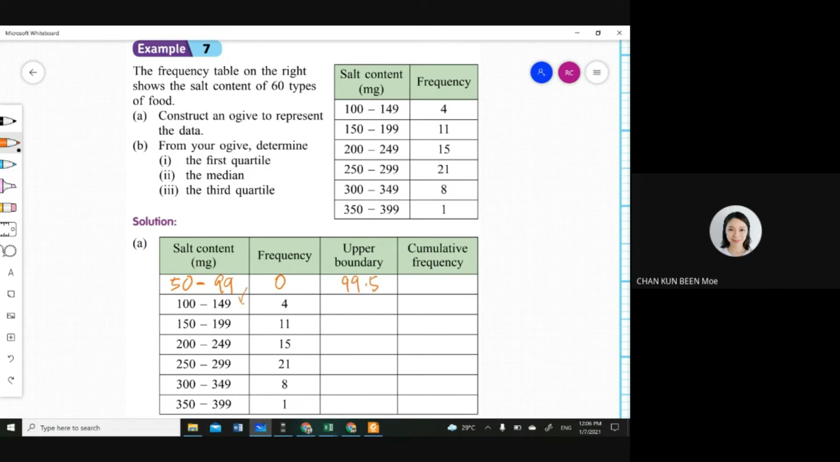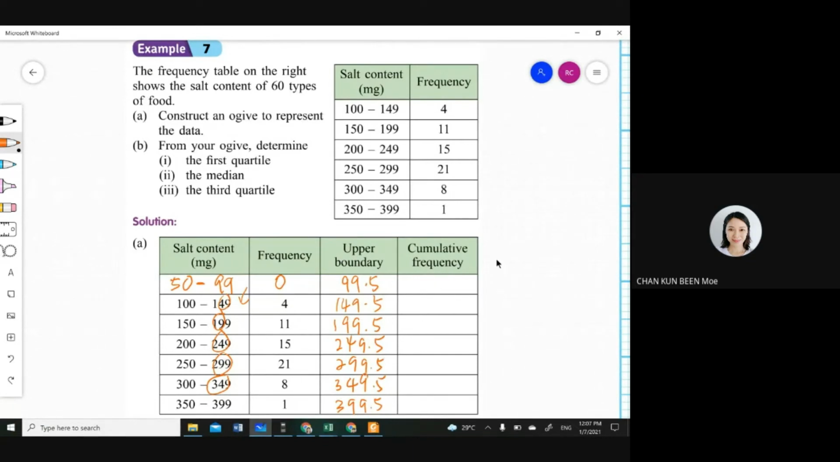For this one, it will be 149.5. You just need to copy from the left there. 199.5. This one is 249.5. 299.5. Anybody doesn't know how I get this? Hopefully you know. I just take all of this here and add on 0.5 only. So this is 399.5.